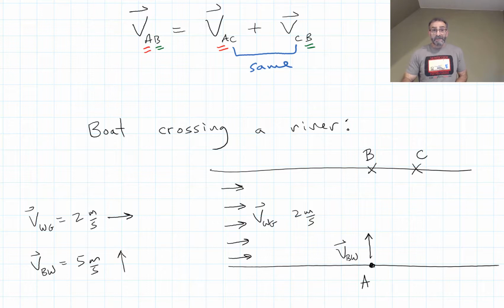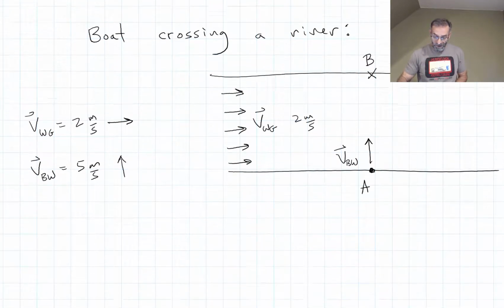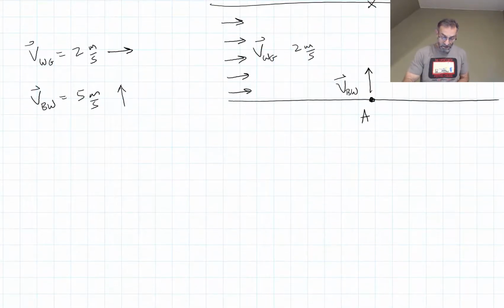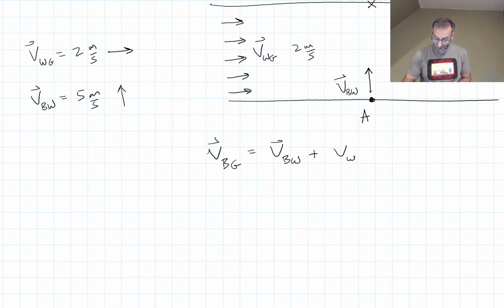So we'll take a look at our formula here. Our formula tells us that the velocity of the boat with respect to the ground, that's what we're trying to find, the velocity of the boat as seen by someone on the ground, is going to be the velocity of the boat with respect to the water plus the velocity of the water with respect to the ground.